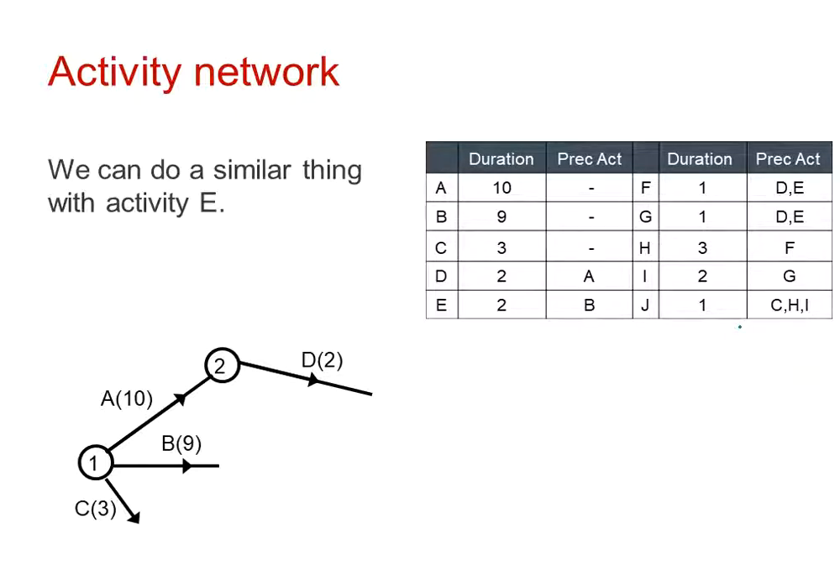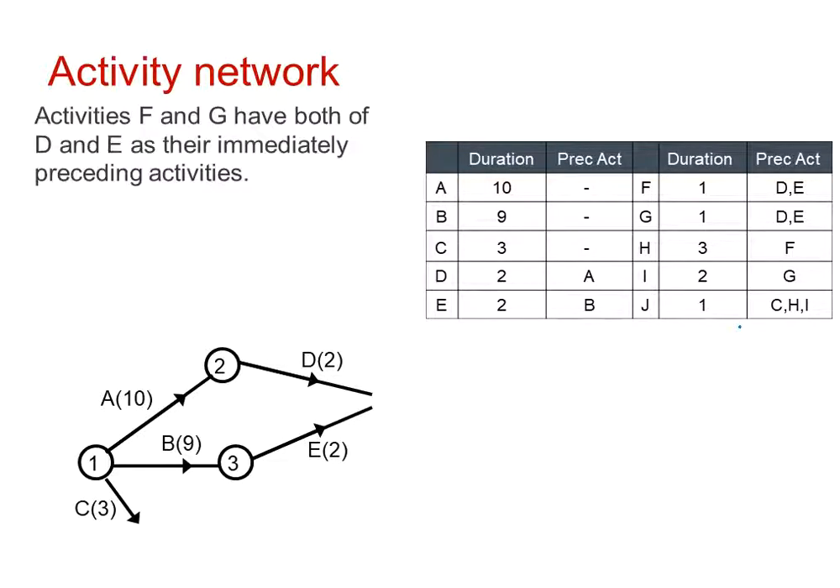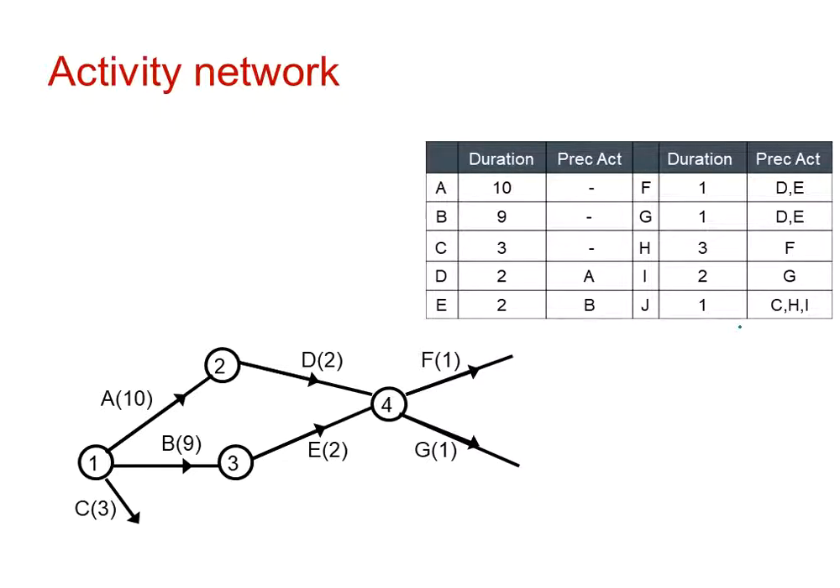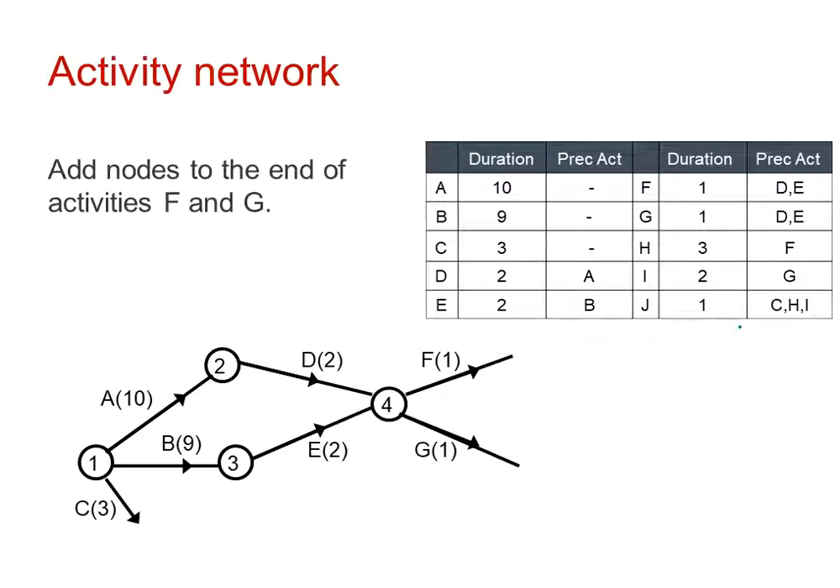We now look at E. We can do a similar thing there. E follows B, so we put our third node at the end of B, and E can follow B. Activities F and G both have D and E as precedence. So we can bring D and E together at a fourth node, so that's the event when D and E finish, and it's when we're allowed to start F and G. So now we can add nodes to the end of F and G, ready for the next step. So they're the fifth and sixth nodes.